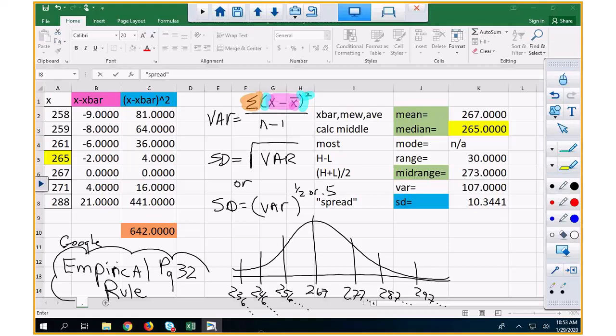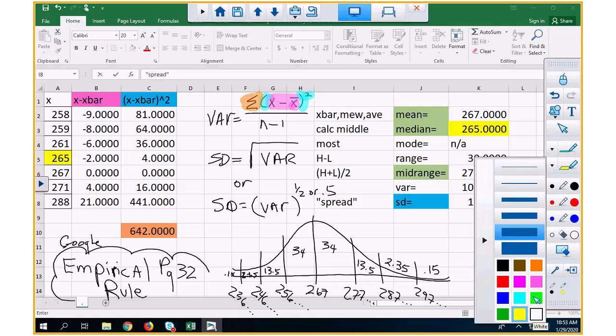Now you fill in the empirical rule. The empirical rule says you got 34% here, 34% here, 13.5 here, 2.35 here, and 0.15 here. 13.5 here, 2.35 here, and 0.15 here. 95% of your numbers are going to fall between 2 standard deviations.